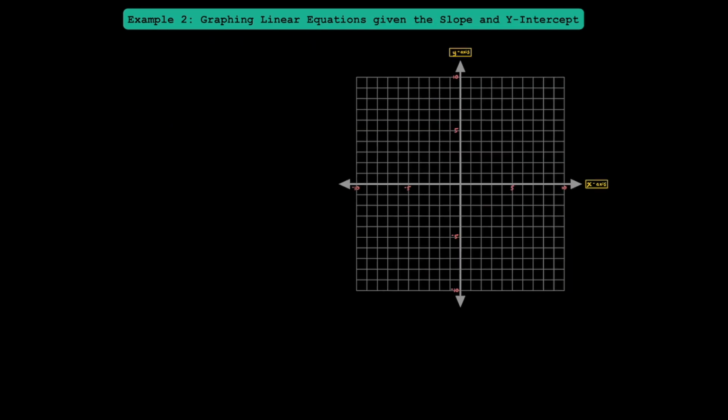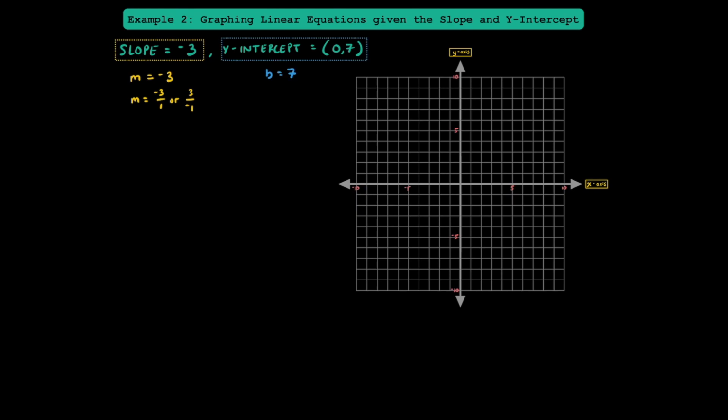In example 2, let's try a couple problems where we're not given an equation. Let's say we're given a slope of -3 and a y-intercept of 0, 7. Since we know the slope is -3, we can say m is equal to -3, and to write it as a ratio, we can write it as -3 over +1, or +3 over -1. From the y-intercept, we can say that b is equal to 7.